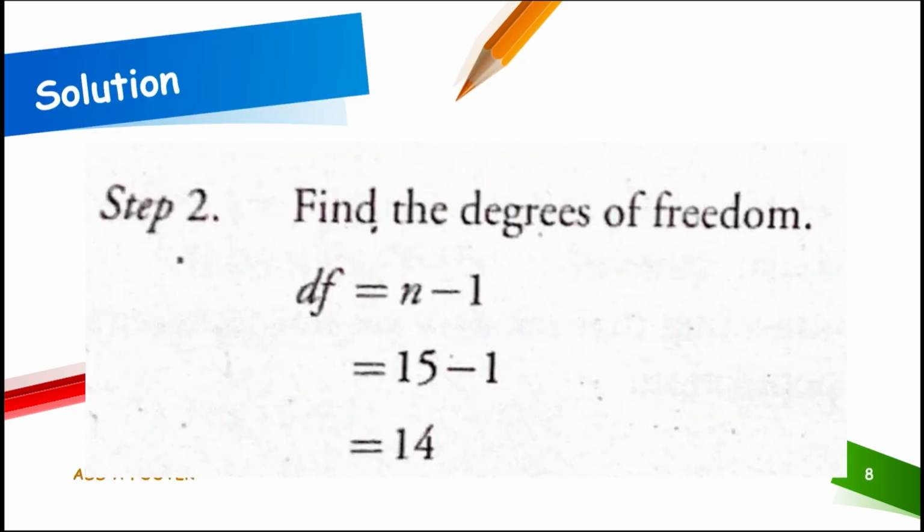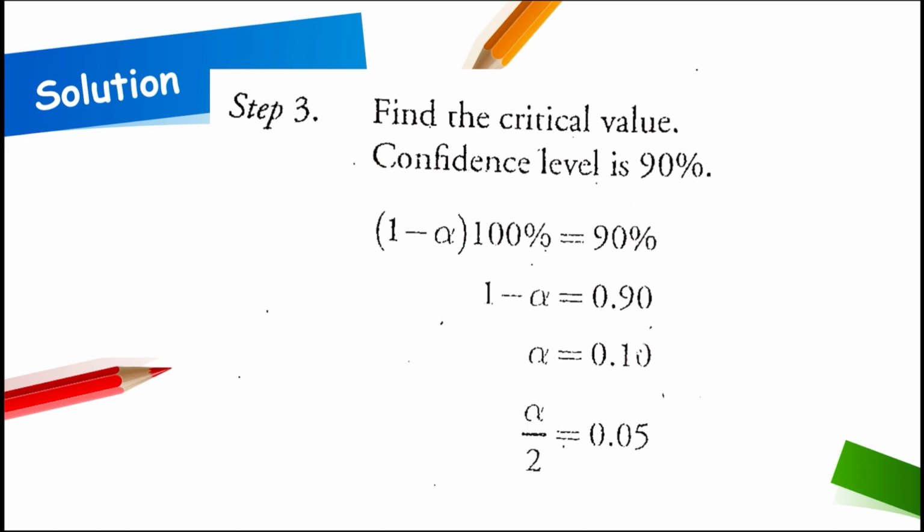Now, for step 2, let us determine the degrees of freedom. To determine the degrees of freedom, just simply use the formula n minus 1. Since n is 15, therefore 15 minus 1 is 14. Now, for step 3, let's find the critical value.